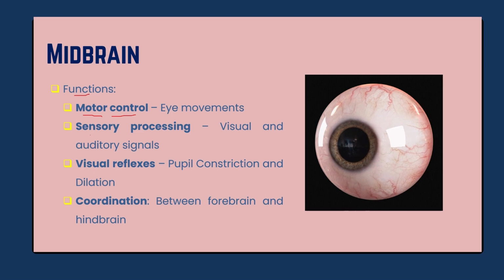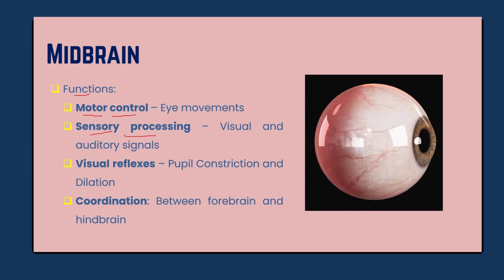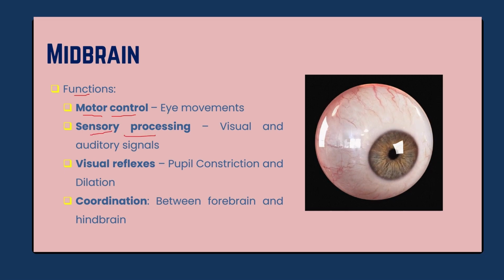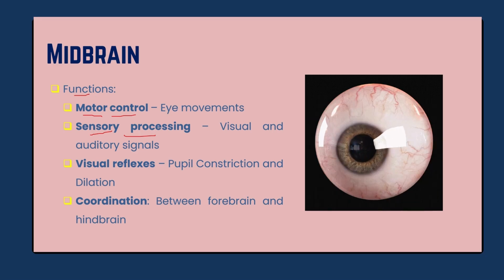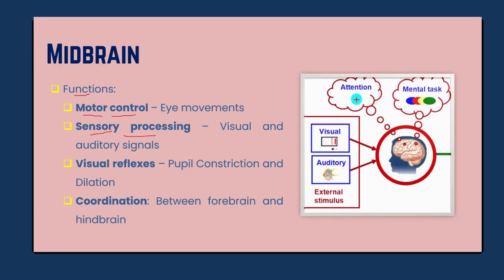Secondly, we have sensory processing. All right, the midbrain receives signals from your visual and auditory receptors, and then it processes them. So when you see something or when you hear something, all this information is taken into the midbrain, where it processes the information. So it helps you to identify what you see or what you hear. All right, so that was sensory processing.